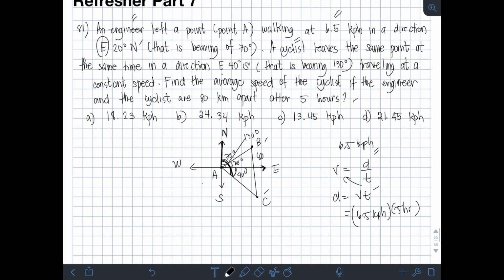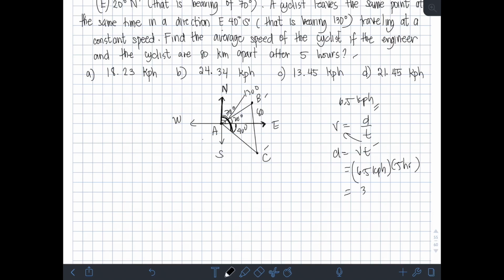So, substitute 6.5 kph times time na 5 hours. So, matitira is kilometer. So, using calculator, it is equal to 32.5 kilometer. So, ito yung distance na yon, right? Yung distance traveled ng engineer. 32.5. Okay? So, ang wala lang tayo is yung distance traveled by the cyclist. Itong AC. Right? Kasi, hanapin daw natin yung average speed niya. So, meron tayong time na 5 hours, pero wala tayong distance AC para makuha yung average speed. Kasi, di-divide natin yon sa time para makuha yung speed. Right? So, kuhain muna natin yung distance AC.